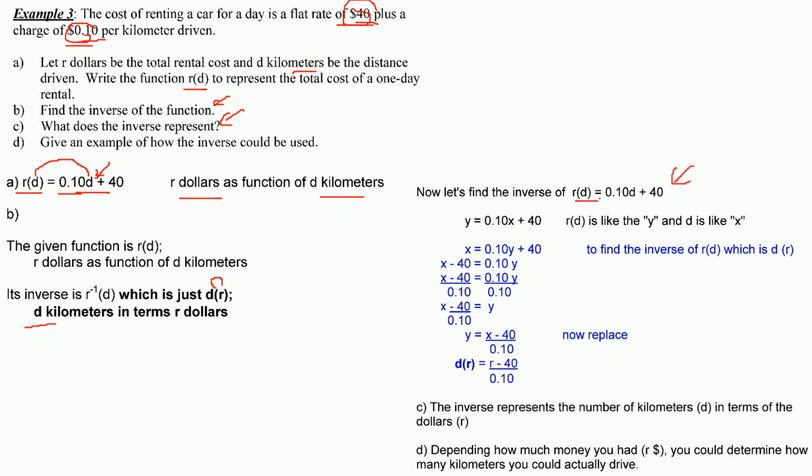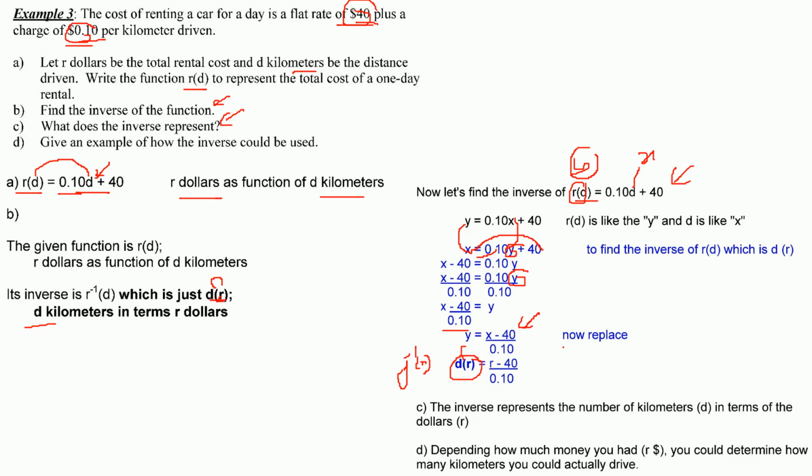How to find it? Let us put this as y. So y equal to 0.10x plus 40. This is equivalent to y and this is equivalent to x. Now, in order to find R inverse, which is actually D(R), we'll replace y by x and x by y. So now we have to find y in terms of x. So we'll take 40 here, (x minus 40) divided by 0.10 because we just need y. So y equal to (x minus 40) by 0.10, and this is simply your f inverse x, which is D(R).